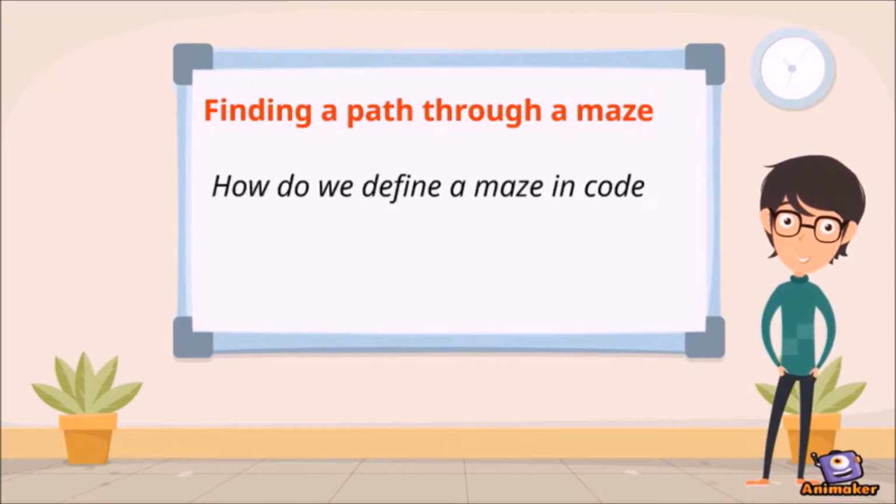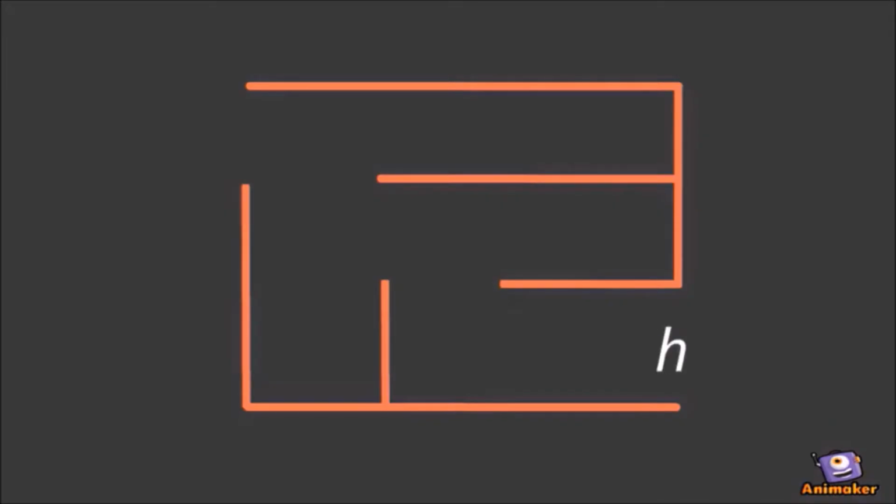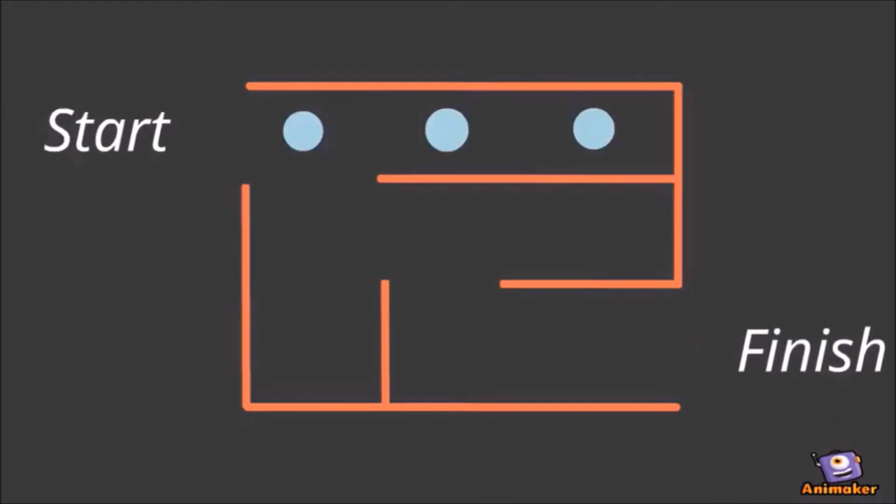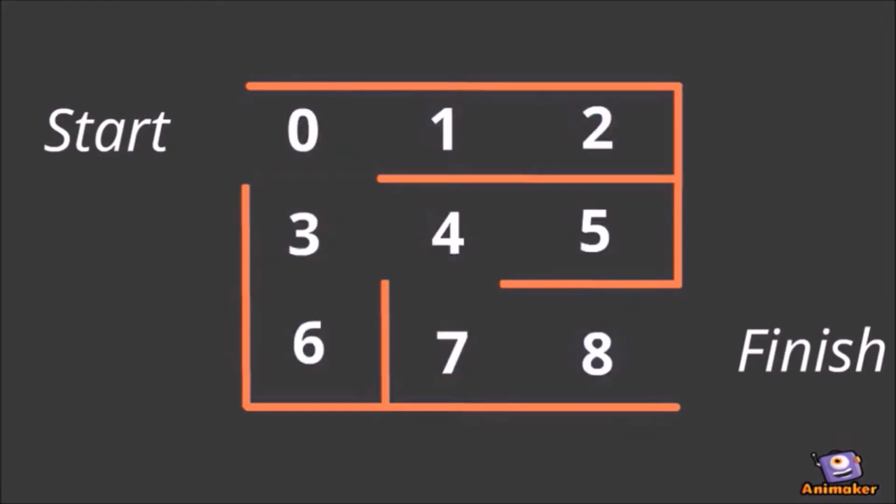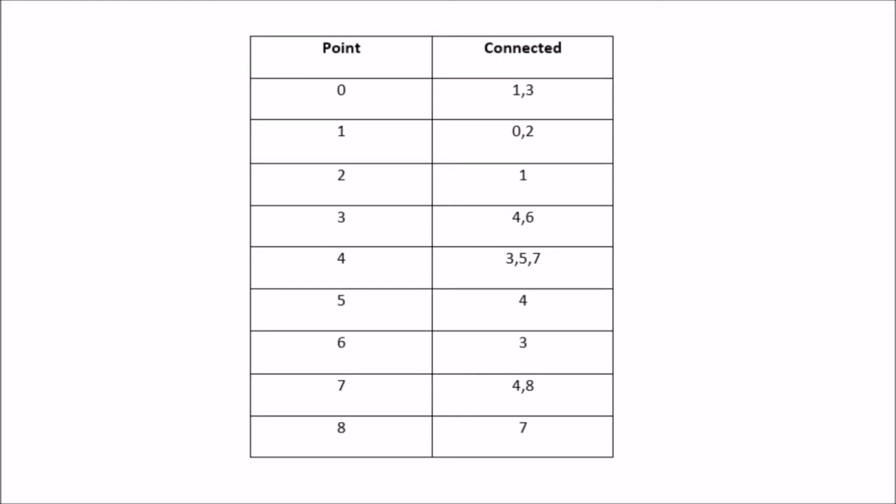How do we define a maze in code? There are many ways to define a maze in code. Here is what we are going to do. We will have a grid of points where each point is identified by a number. For each point there is a list of numbers that are the points that this point connects to. So in this example, point 0 is connected to point 1 and 3. Here is the full list.